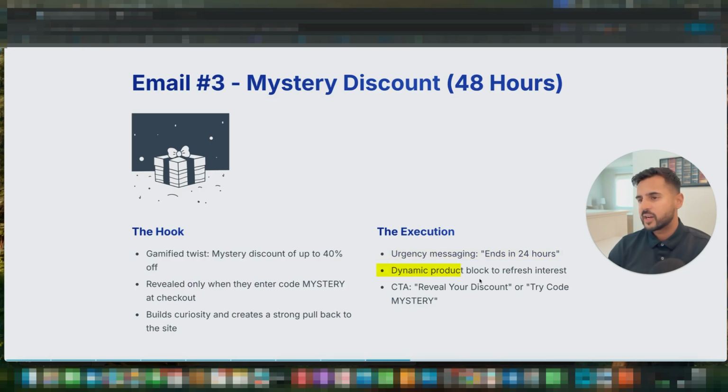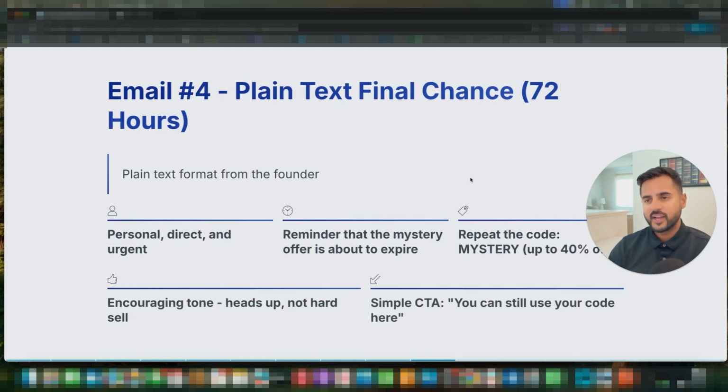We want to have the dynamic product block to refresh interest. And then the CTA, reveal your discount, our tri-code mystery. Really just want to build that intrigue and build that sort of curiosity there.